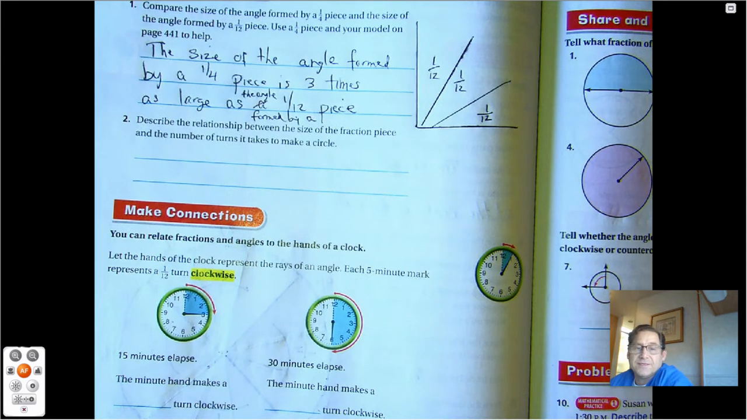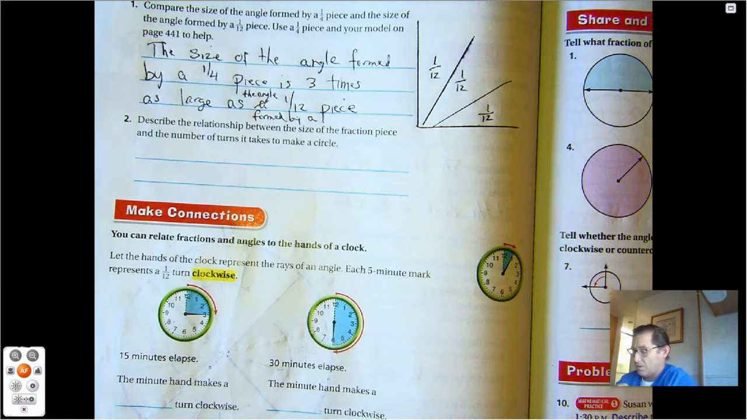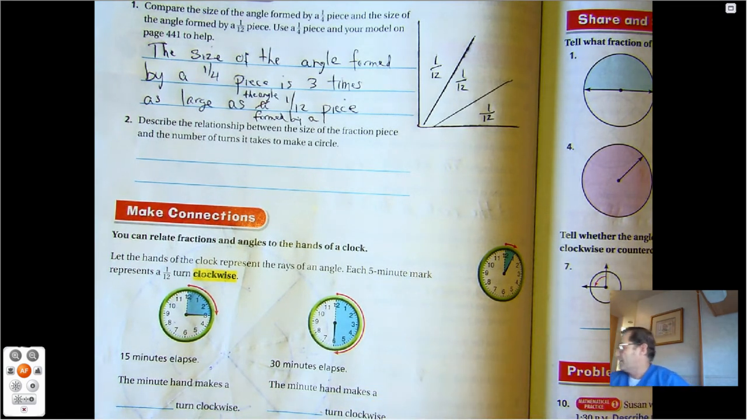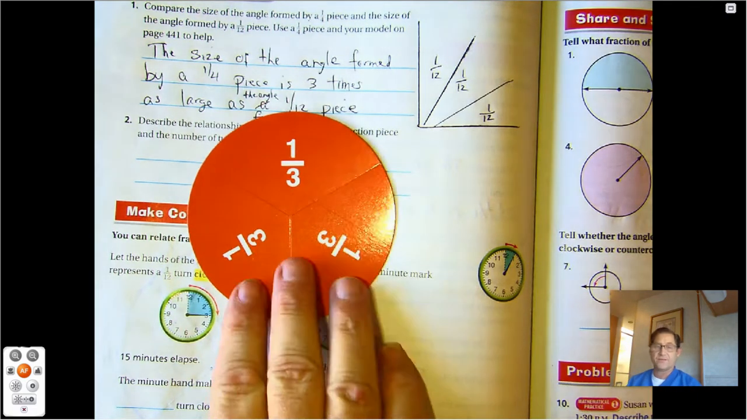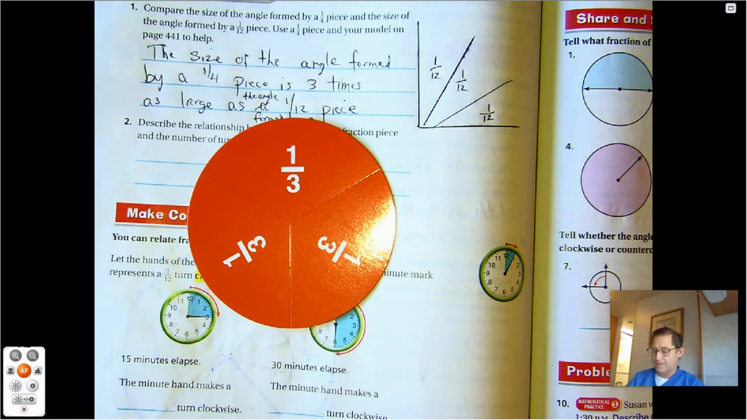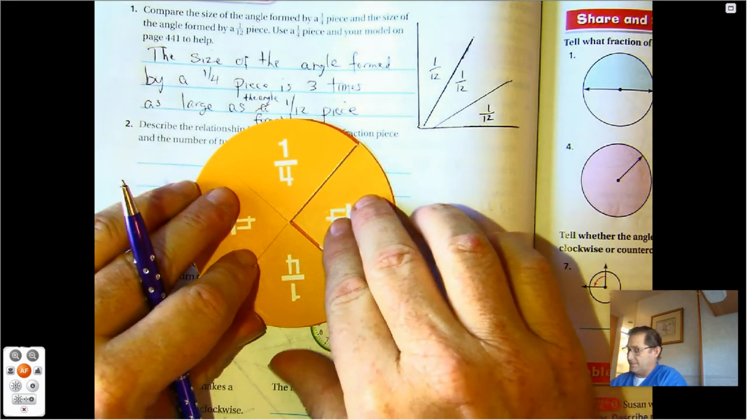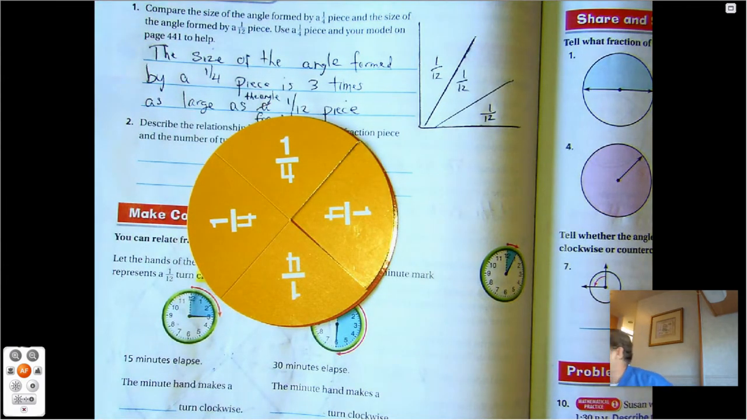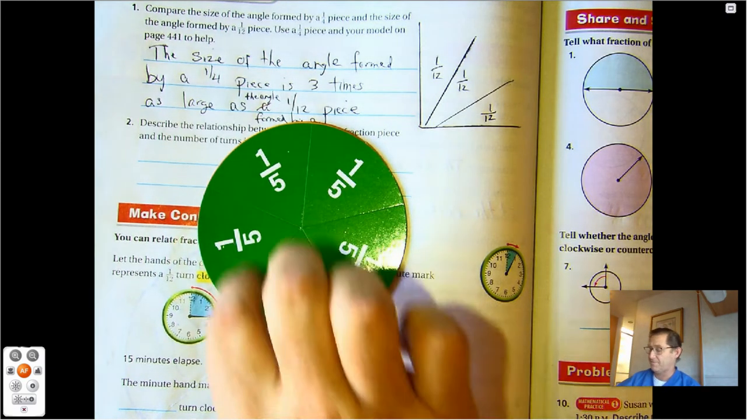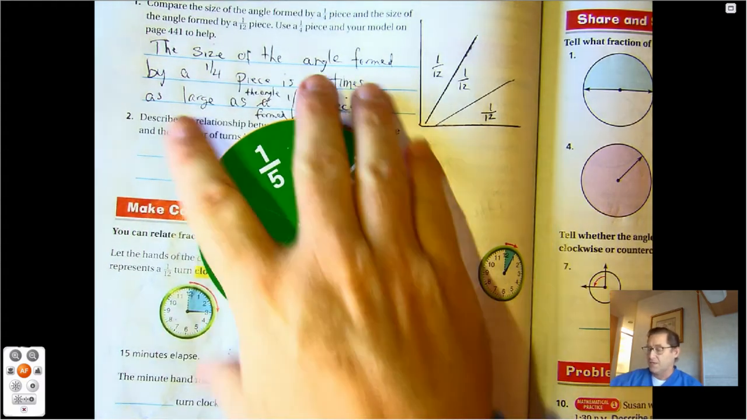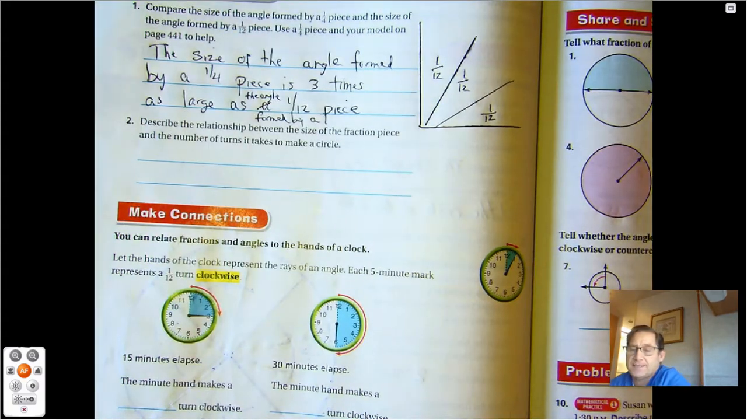Describe the relationship between the size of the fraction piece and the number of turns it takes to make a circle. So let's look at if it was a third. It would take me 3 turns to get around a circle. 4 turns. 5 turns. So there's 5 fifth size pieces, 5 turns. So the smaller the fraction gets, the more turns it takes.